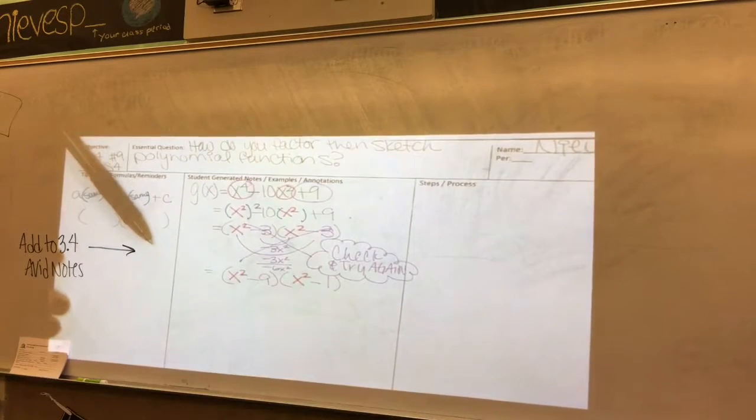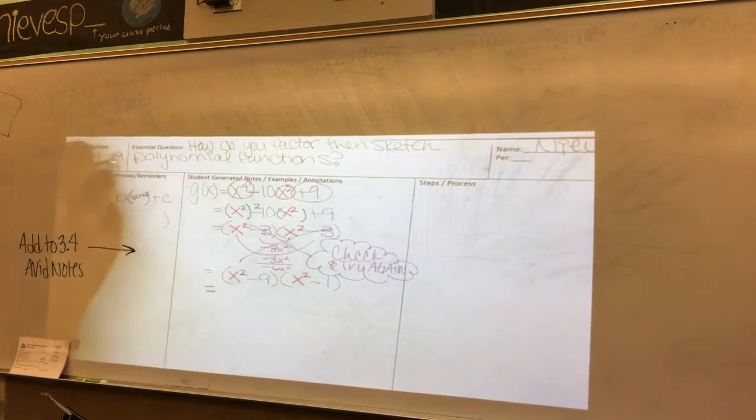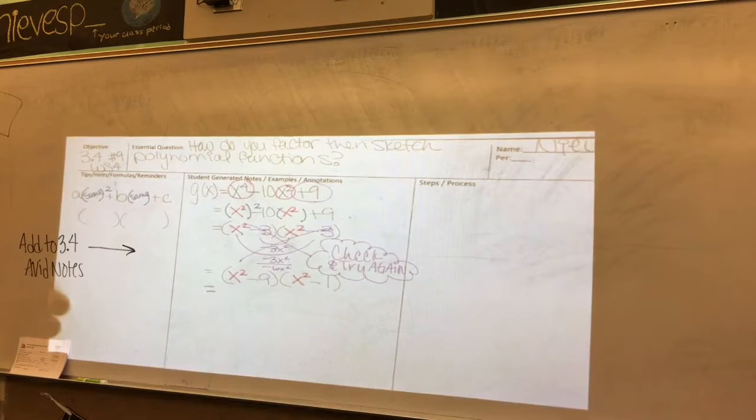Okay, so then, is it factored completely? What do you guys think, class? Is it factored completely? No. No, and I'm looking at my homework going, no, I went further. Okay. So, what should I do? X minus 3. X minus 3, x plus 3.